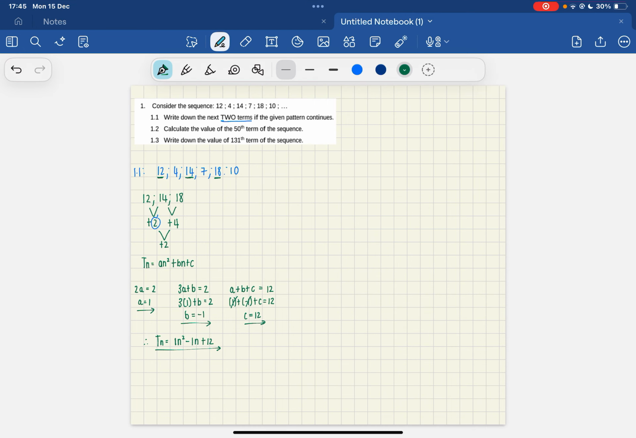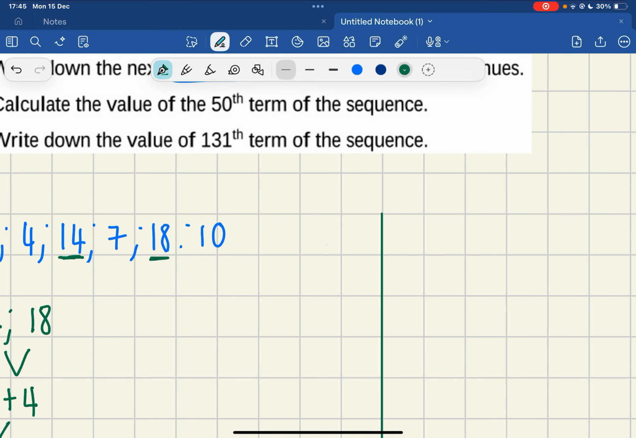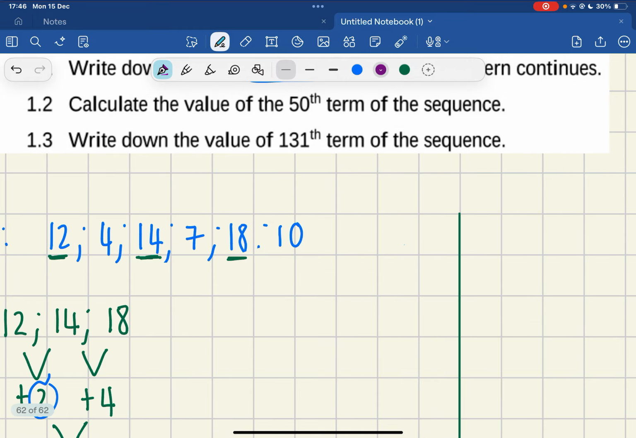And then from there on, let me just quickly put a barrier here. And then for the other one, I'm going to quickly color it in purple. I'm just quickly going to circle.